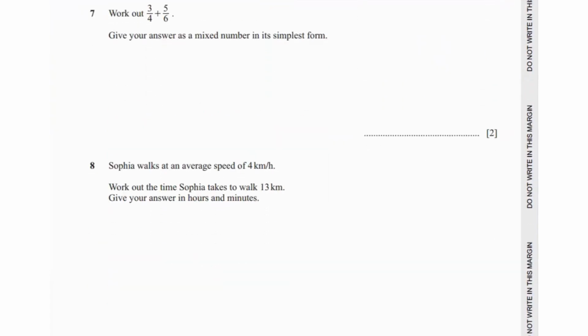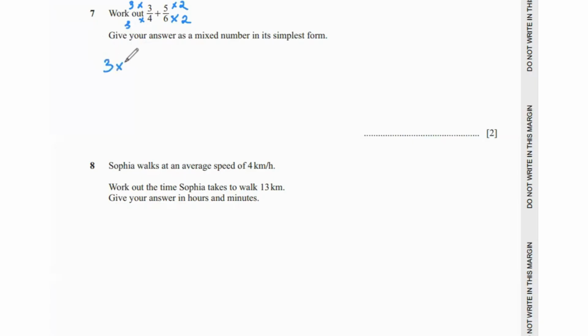Then it says work out 3/4 plus 5/6. So as you can see, we're adding fractions with unlike denominators. And whenever we're adding fractions with unlike denominators, the first rule is to make the denominators the same. So we can find the lowest common multiple of 4 and 6, which is 12. So to convert 4 and 6 into 12, we need to multiply the second fraction by 2 and the first fraction by 3. As you can see, both the numerator and denominator are getting multiplied by 3 and 2, not just the denominator.